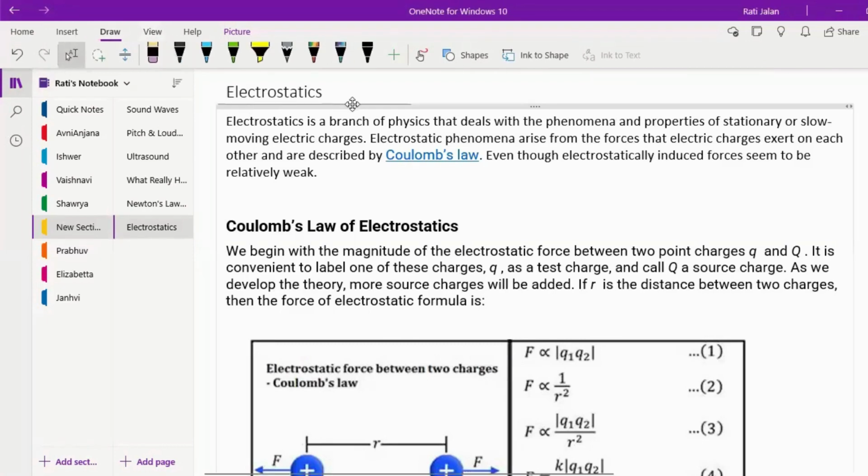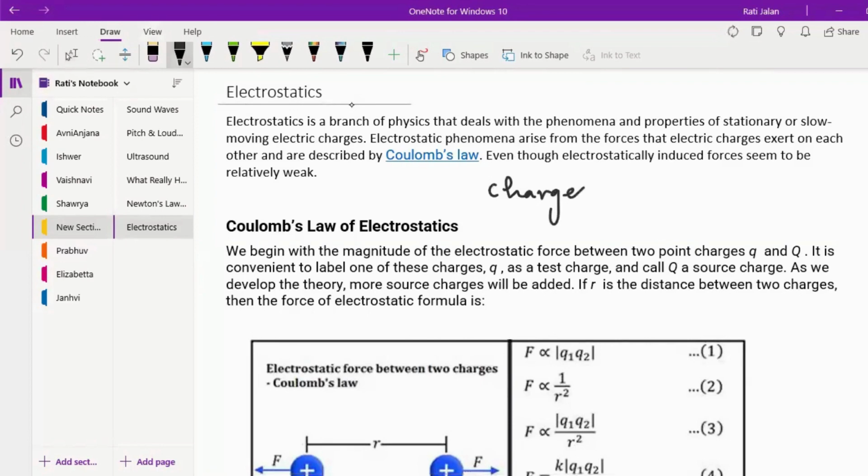So I'm guessing that you already know what charges are. Yeah. And what exactly are those? Plus Q and minus Q. Correct. Plus Q and minus Q.